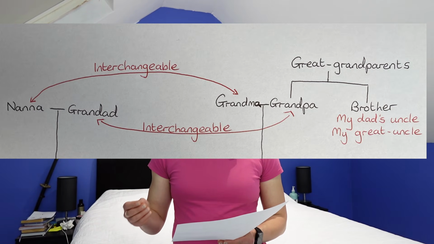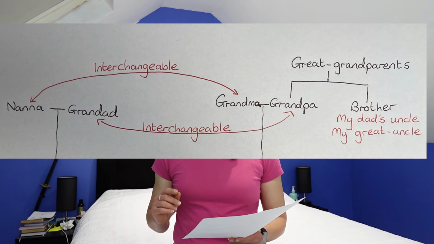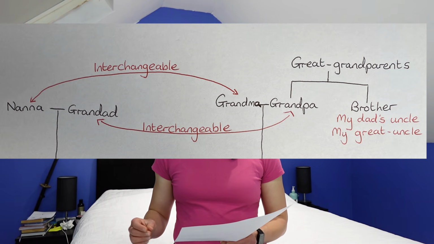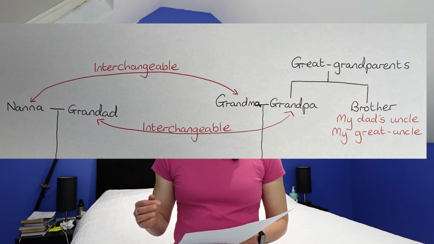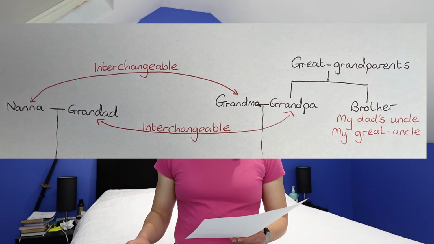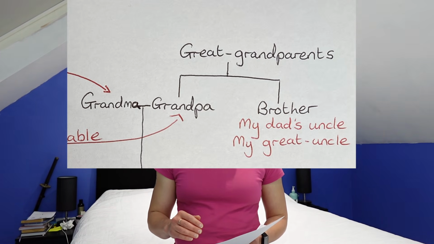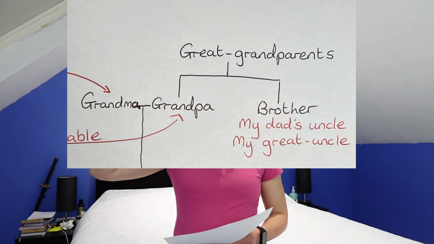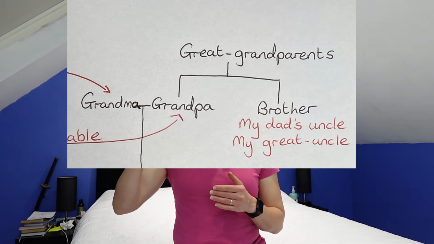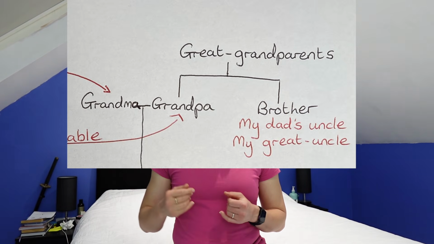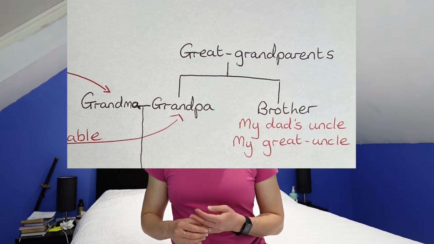The brothers and sisters of your grandparents are your great uncles and great aunties or great aunts. You can see here I've put my grandpa's brother on the family tree. He is my dad's uncle and my great uncle. And the final generation I've added here is my great grandparents. So one generation above my grandparents, this is my grandparents' parents. They are my great grandparents.